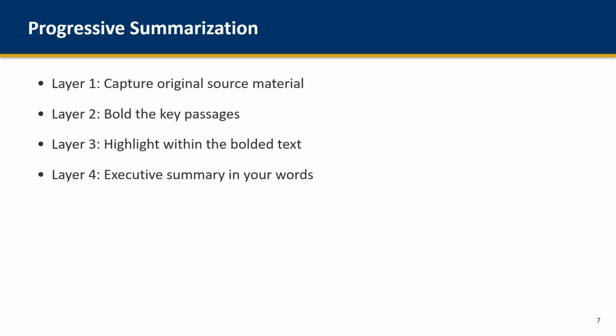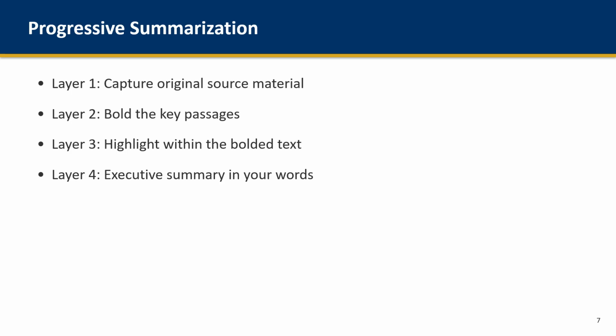Progressive summarization, developed by productivity expert Tiago Forte, offers a pragmatic approach to note-taking that respects the reality of limited time. Rather than trying to comprehensively process every source when you first encounter it, progressive summarization allows you to invest effort proportional to how valuable the material proves to be. In Layer 1, you simply capture the original material. This might mean saving an article to your reference manager, copying key sections into your notes, or bookmarking important passages. The investment is minimal, just enough to ensure you can find the material again.